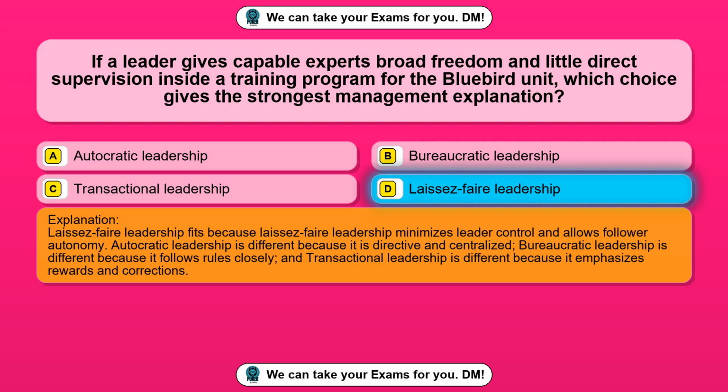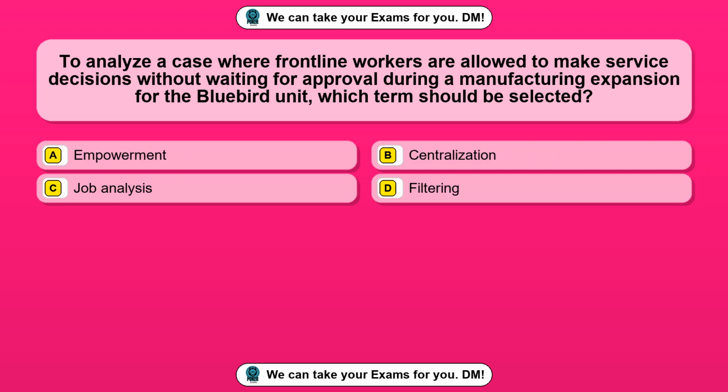Autocratic leadership is different because it is directive and centralized. Bureaucratic leadership is different because it follows rules closely, and transactional leadership is different because it emphasizes rewards and corrections. Question 24. To analyze a case where frontline workers are allowed to make service decisions without waiting for approval during a manufacturing expansion for the Bluebird unit, which term should be selected?